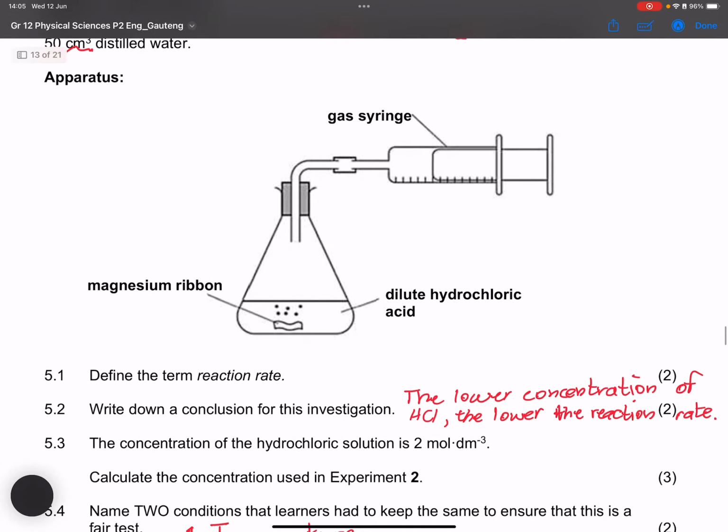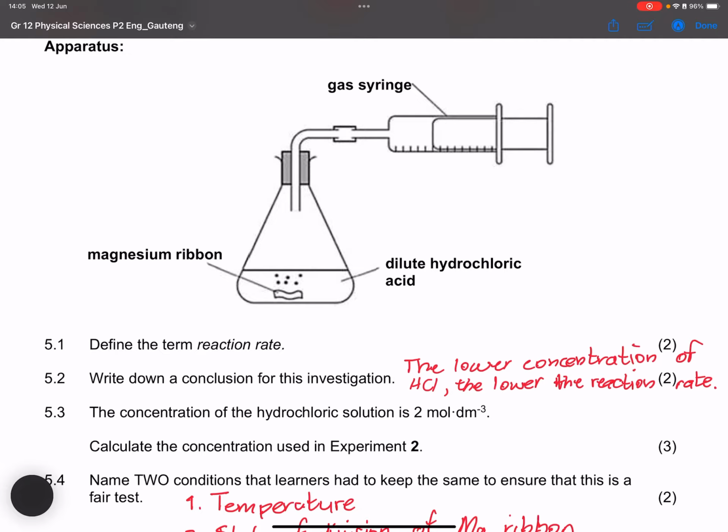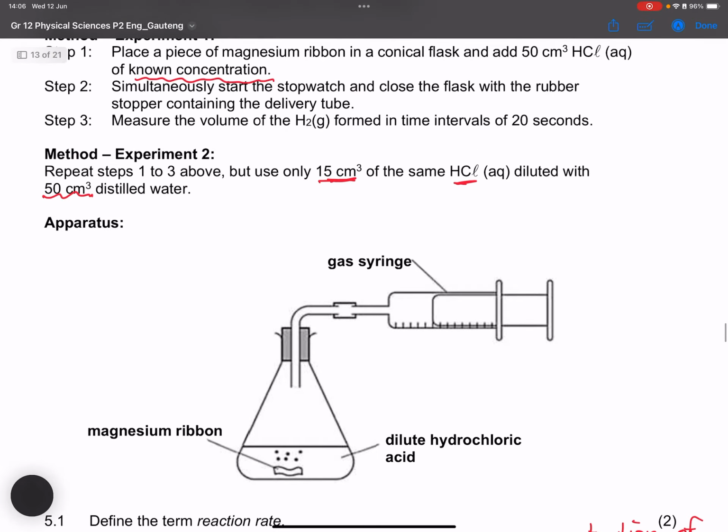They say the concentration of the hydrochloric acid solution is 2 moles per cubic decimeter. They said calculate the concentration used in experiment 2. Now remember, in experiment 2, what did we do? We had 15 cubic centimeters of the hydrochloric acid used in experiment 1, and we diluted it by adding 50 cubic centimeters of distilled water.